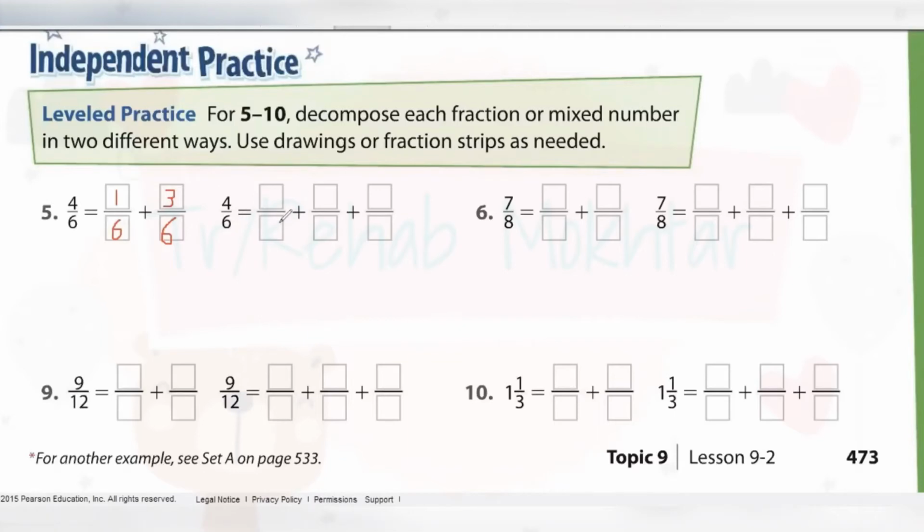The first step, I will keep 6 as it is. I will put the number down, the denominator, as it is. Then ask myself, how can I break 4 into 3 parts? I can write it as 1, 1, and 2.